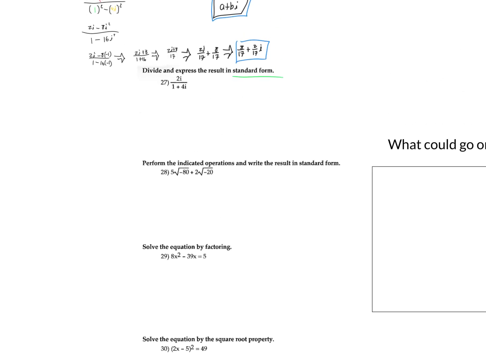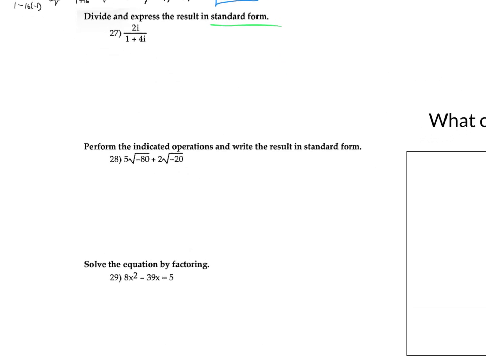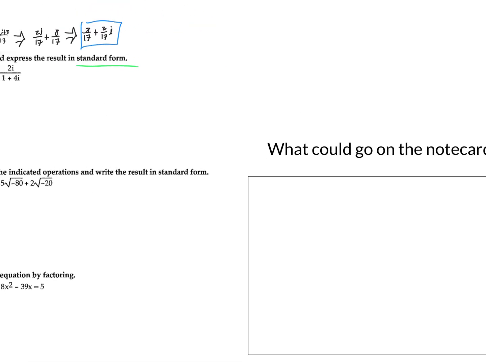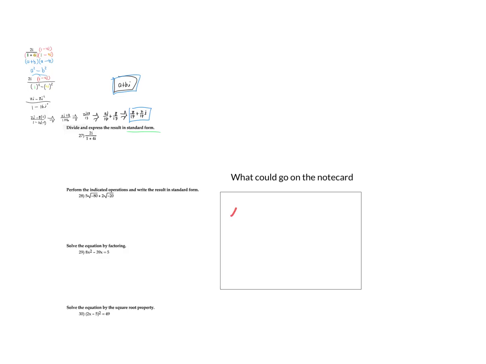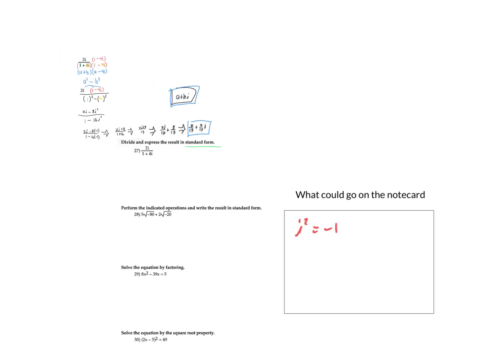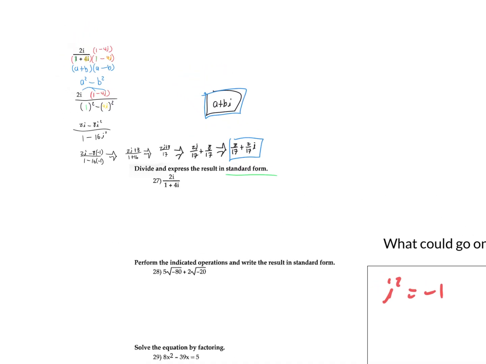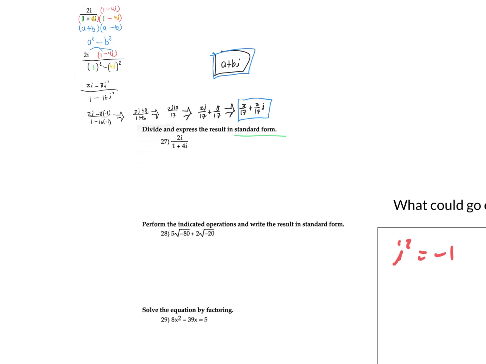Looking at 28. So what goes in the note card, by the way? i squared equals -1. You could say that. You could have a representation of multiplying this bottom part by the conjugate to remind yourself of what's involved there. So those are options.